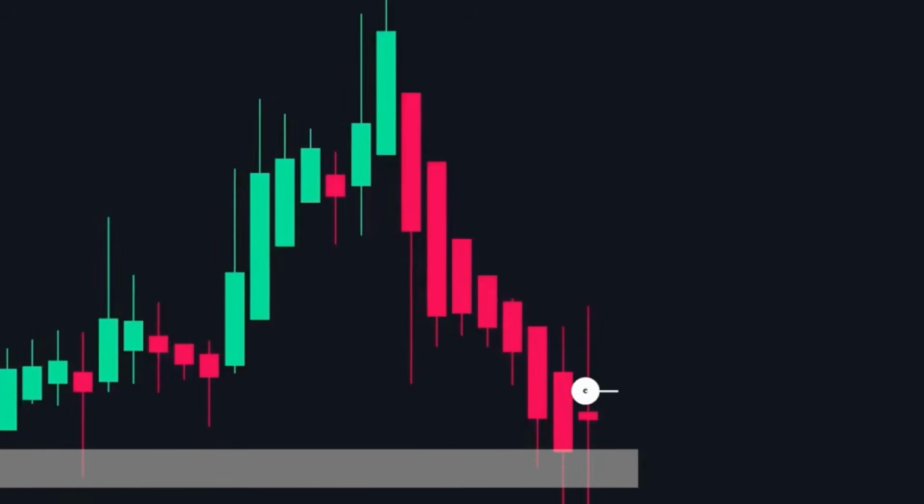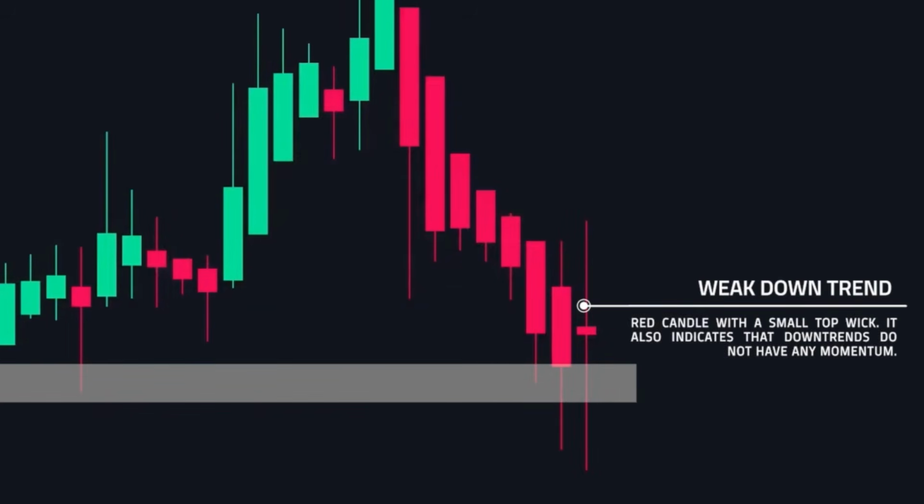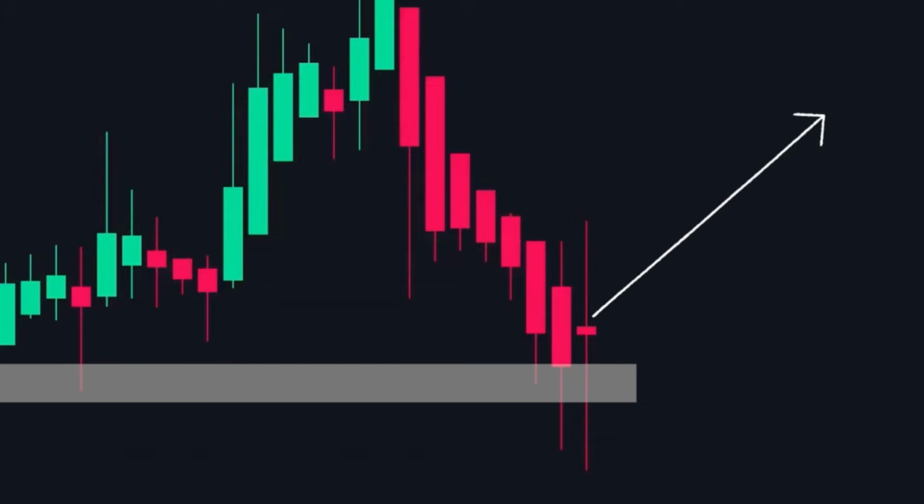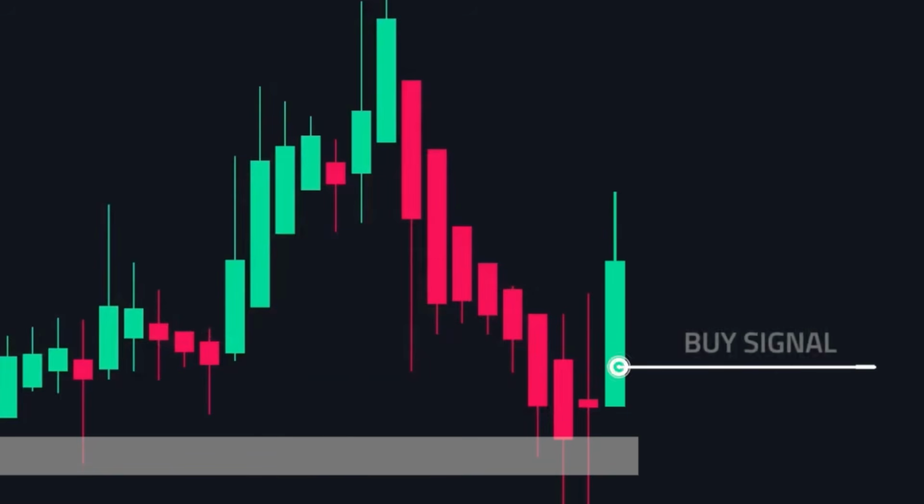Then we see a red candle with a small top wick. It also indicates that the downtrend does not have any momentum. A doji candle appears with enormous upper and lower wicks. The support level is holding up well, and there is a good chance of an up move. Finally, we see a solid bullish green candle with a large body and no lower wick.